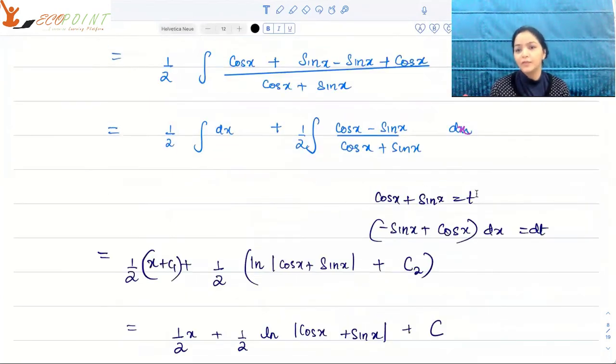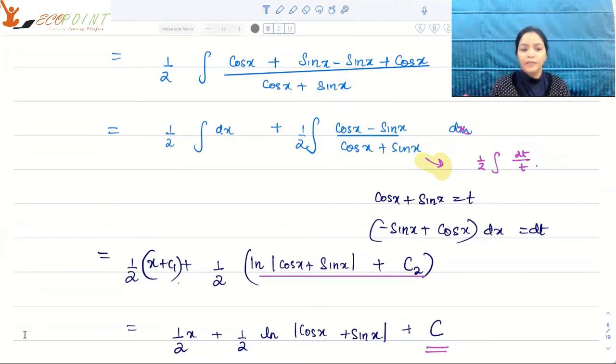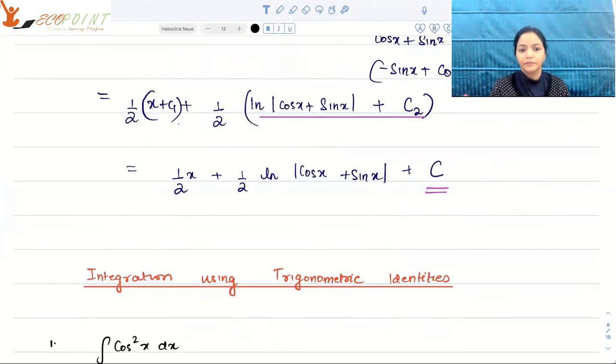Cos x plus sine x could be taken as t here, and then minus sine x plus cos x dx is dt. So you basically just have the integral, half is outside, dt upon t. So clearly what you can say, you have half of log cos x plus sine x plus some constant, and half of x plus some constant is there. So you can combine the constant terms, keep it outside, and keep the x terms one side.